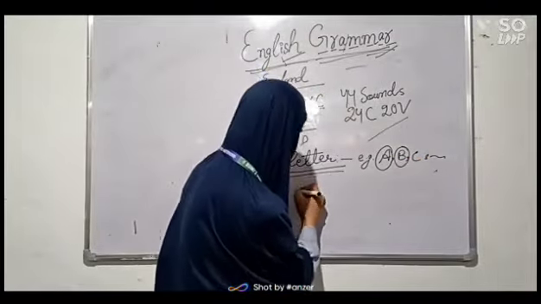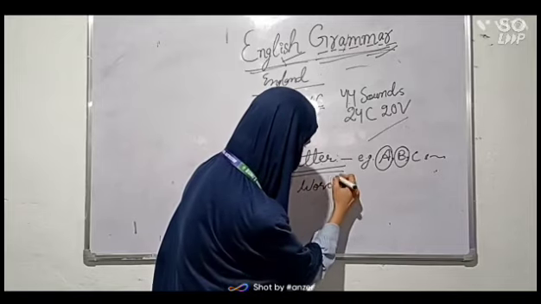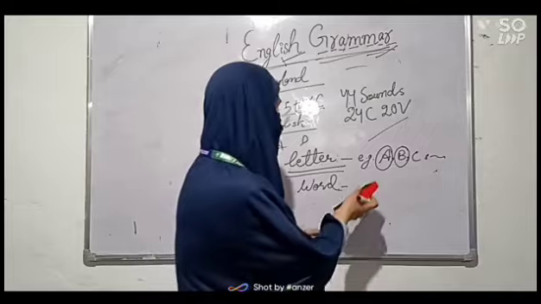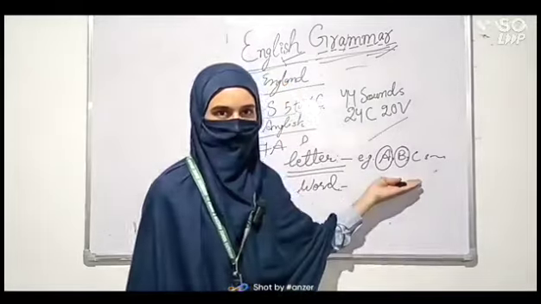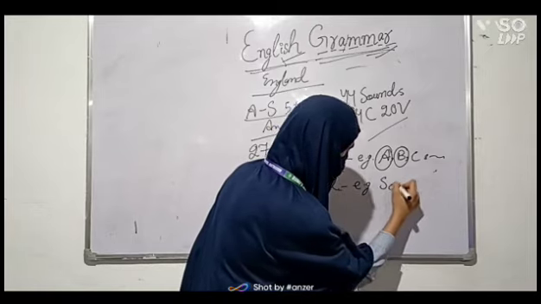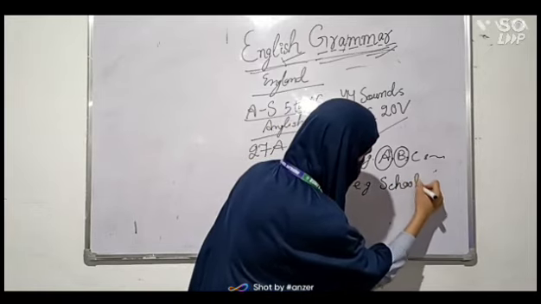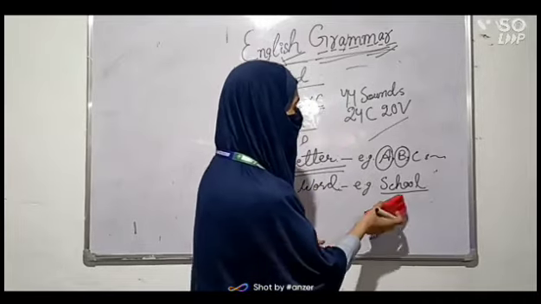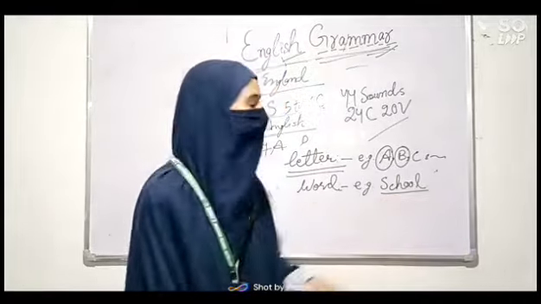After letter, words are formed. Word is the combination of letters. Example: school. Here, letters are used and they form a word.